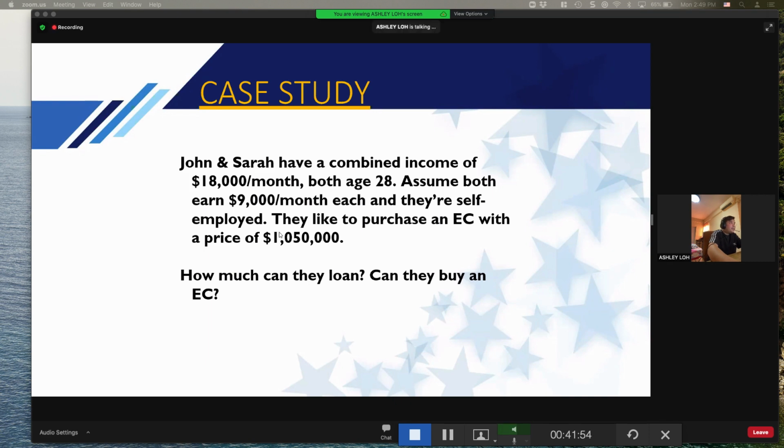Right? Because both are self-employed. They are self-employed. After the 30% deduction, it will be less than 16K, right? So can they buy or cannot buy? This is the scenario that a lot of people don't know. The answer is cannot buy.